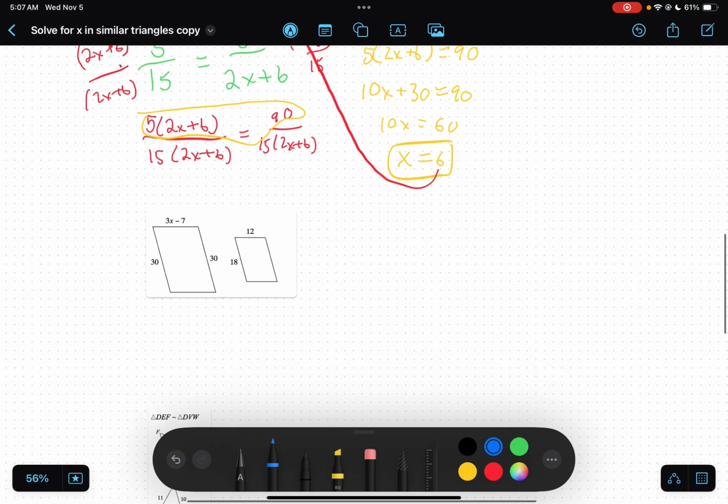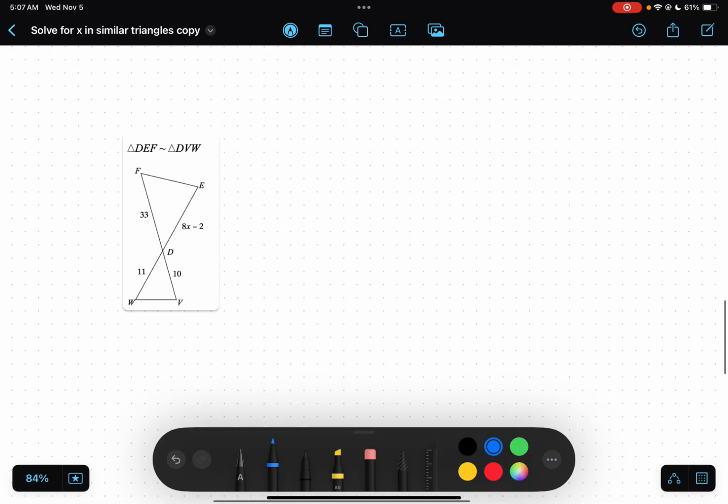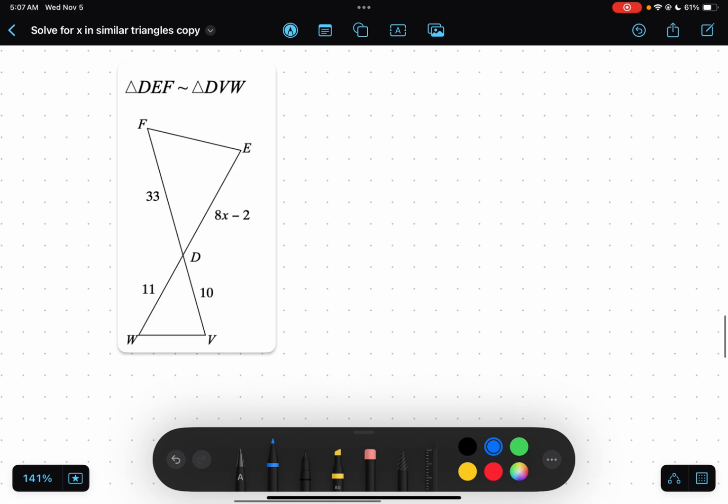All right. I think we're going to just do 1 or 2 more trickier ones. And we'll practice it more in class. So this one is really wonky looking because they're not lined up correctly, but they're telling me what lines up right here. So DEF is similar, this symbol is similar to DVW. So that means DE lines up with DV. So those two sides line up. And then that means that DF must line up with DW.